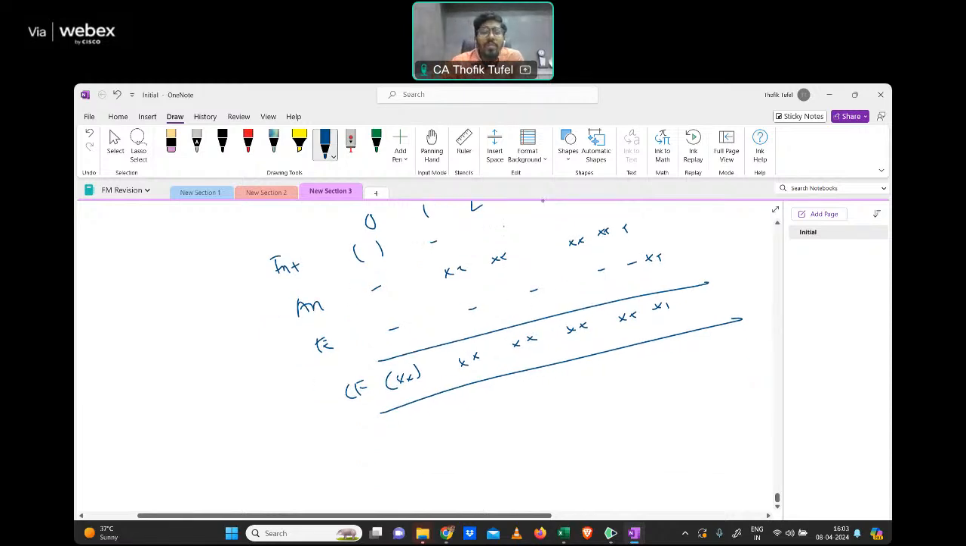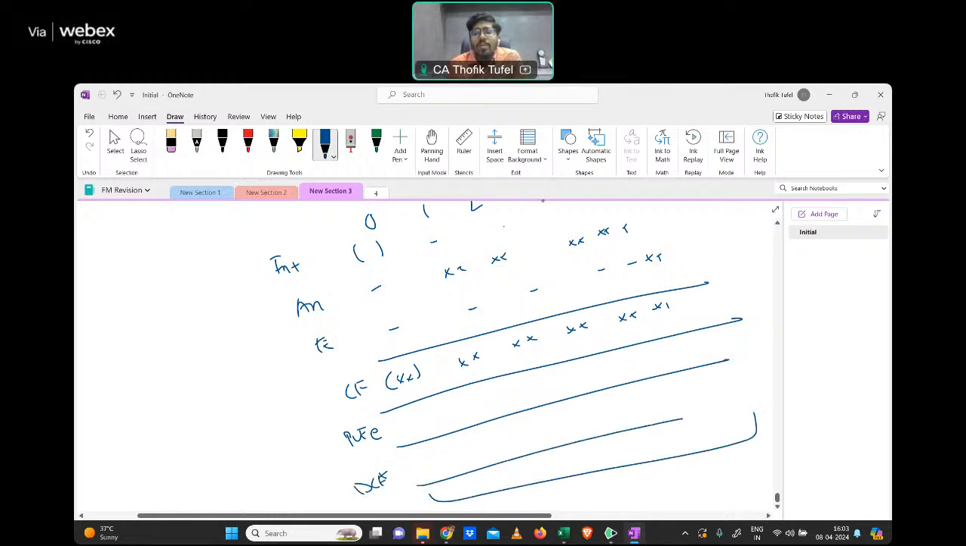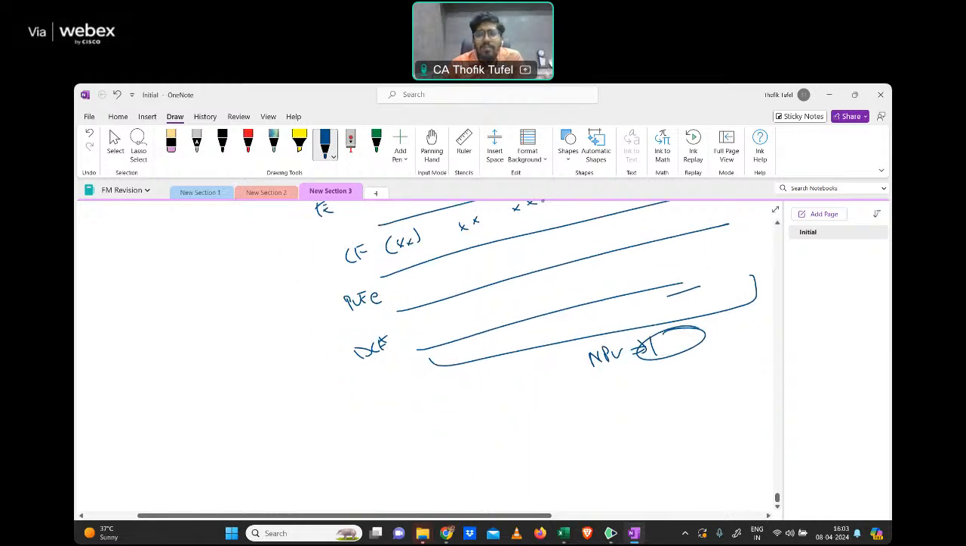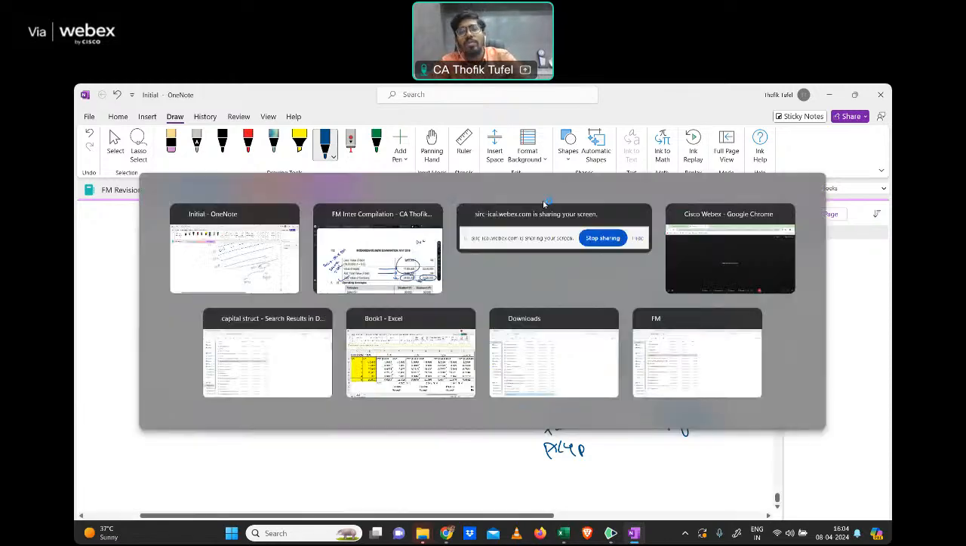If you have to find out the NPV, apply the present value factor at the discounting rate and you will get the discounted cash flow. If you total all the discounted cash flows, you will get the net present value. If the net present value is positive, you have to accept. If the net present value is negative, you have to reject. That is how a usual problem looks.